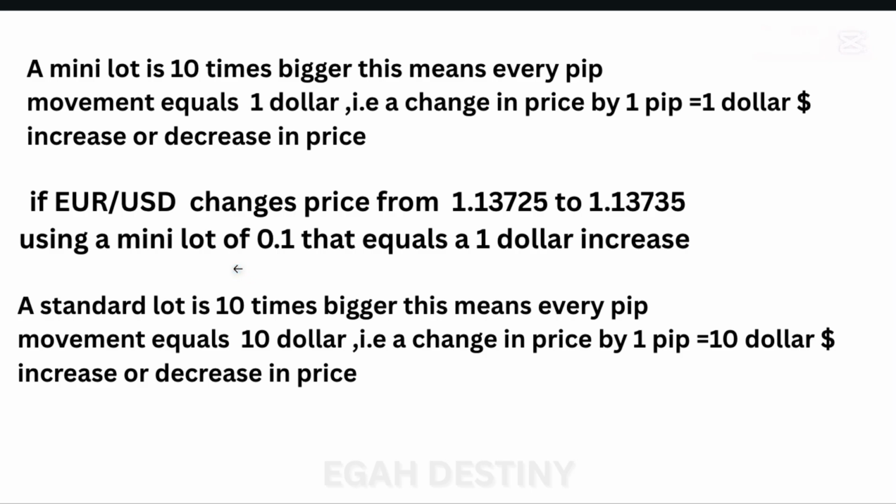Now, a standard lot is 10 times bigger. This means every pip movement equals $10, i.e. a change in price by 1 pip equals a $10 increase or decrease in price.